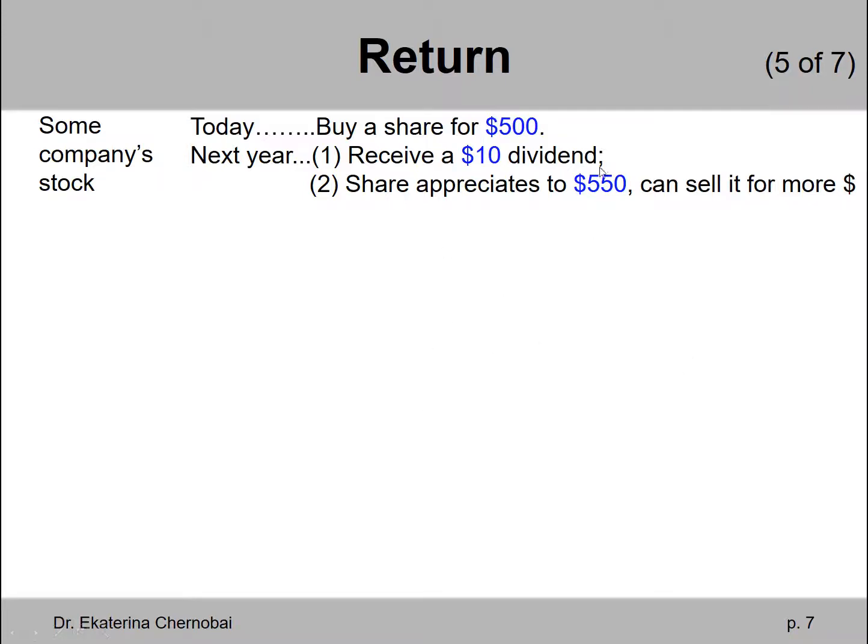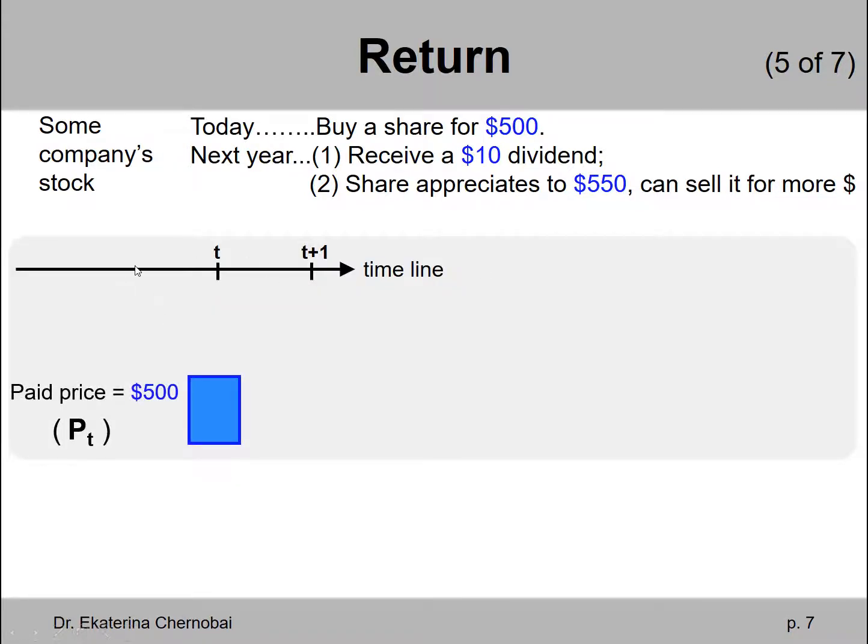Let's look at another example related to figuring out the return on investment. Let's say we are looking at the return on some company's stock. Today you buy a share for $500. Next year, 2 things happen. You receive a $10 dividend from the firm and the shares appreciate to $550, right? So you can sell each share for more money, $50 more.